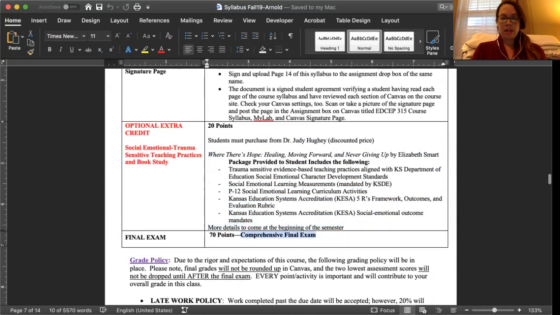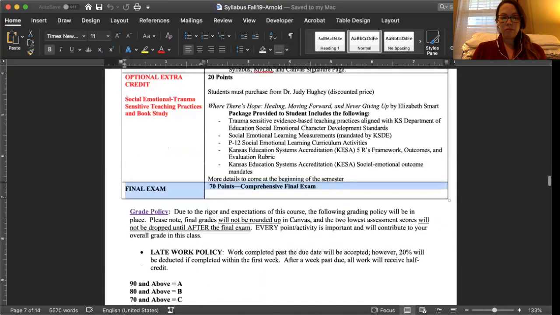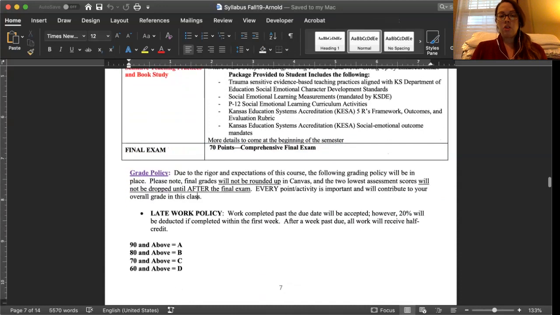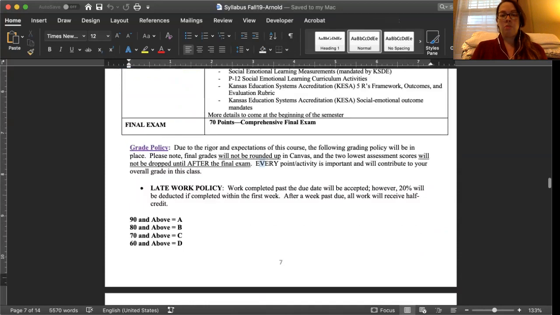The final exam is comprehensive. It is scheduled. We follow the university schedule, and you'll see it on the course schedule of when that is. Our grade policy, due to the rigor and expectations of the course, you need to come to campus every time we have class on campus. It's just very, very important. Your lowest two assessment scores will not be dropped until after the final exam. And every point is important, so just make sure you're doing all of the stuff.